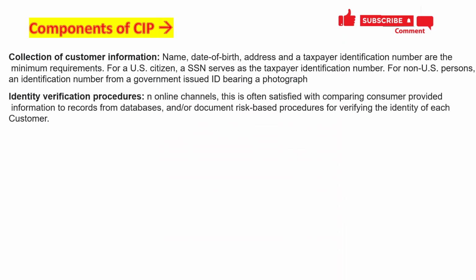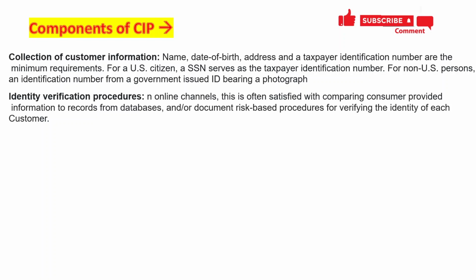Now coming to the second point, identity verification procedure. For online channels, this is often satisfied by comparing consumer-provided information to the record from a database and/or document request procedure for verifying the identity of each customer.